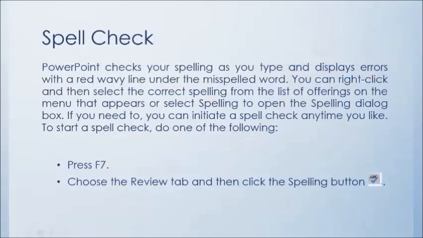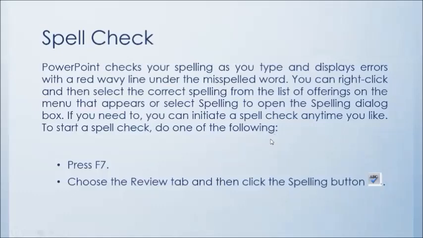Spell check. PowerPoint checks your spelling as you type and displays errors with a red wavy line under the misspelled word. You can right-click and then select the correct spelling from the list of offerings on the menu that appears, or select Spelling to open the Spelling dialog box. If you need to, you can initiate a spell check anytime you like. To start a spell check, do one of the following: press F7, or choose the Review tab and then click the Spelling button.